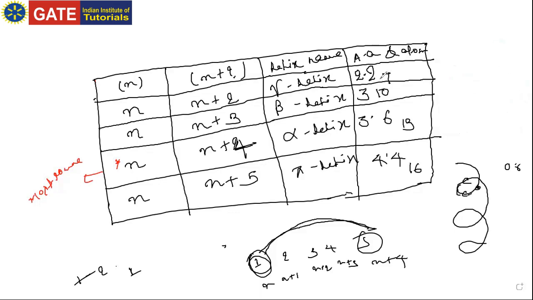Now we'll discuss the beta sheet. Sheet structure is there, no? The sheet or beta sheet is also a secondary structure only. Suppose that this is the helical structure, we already discussed.